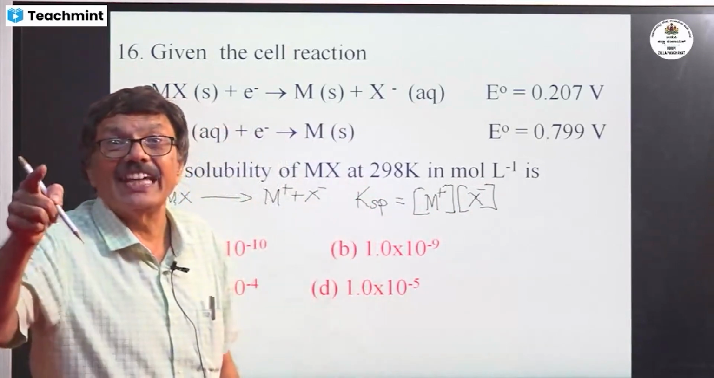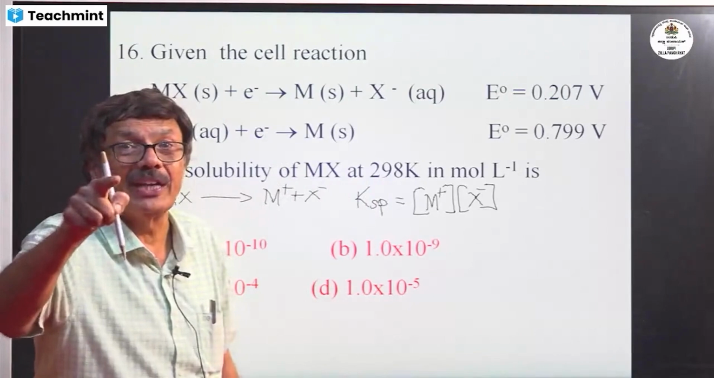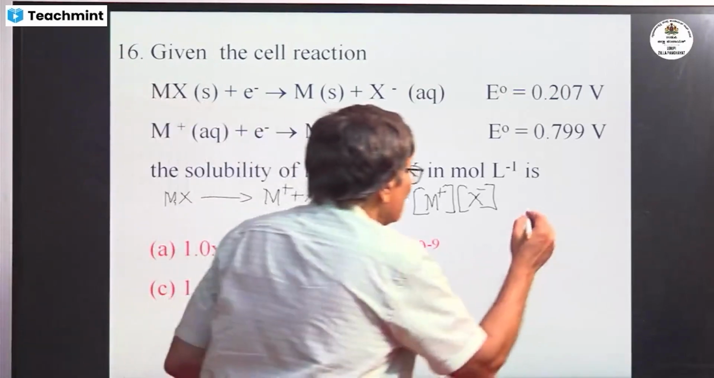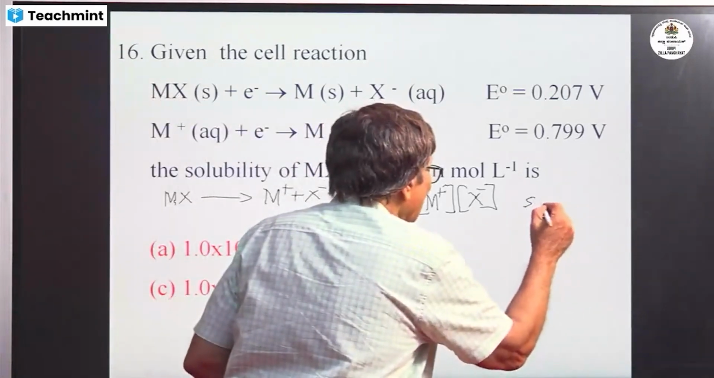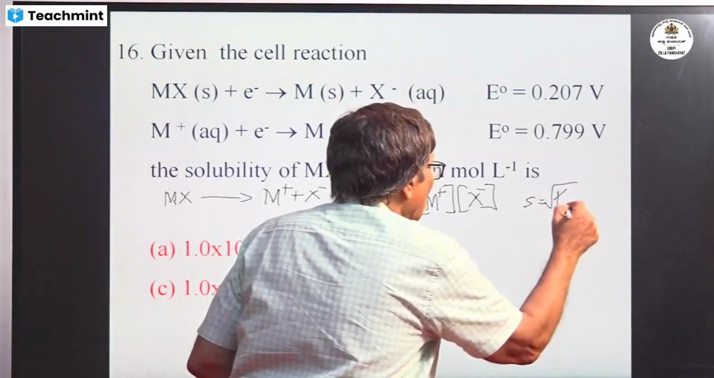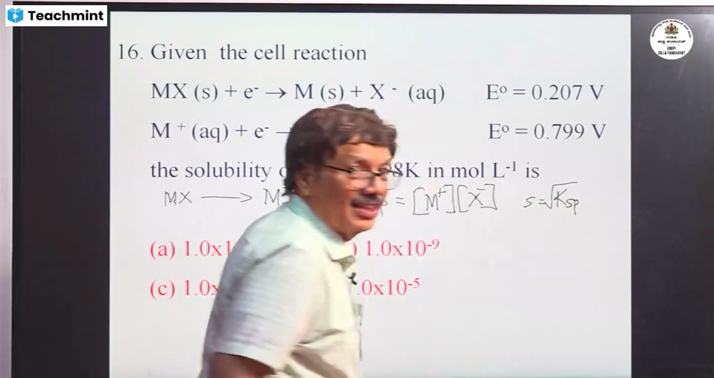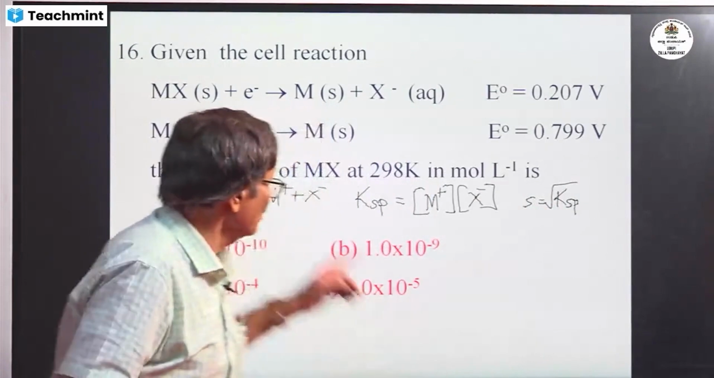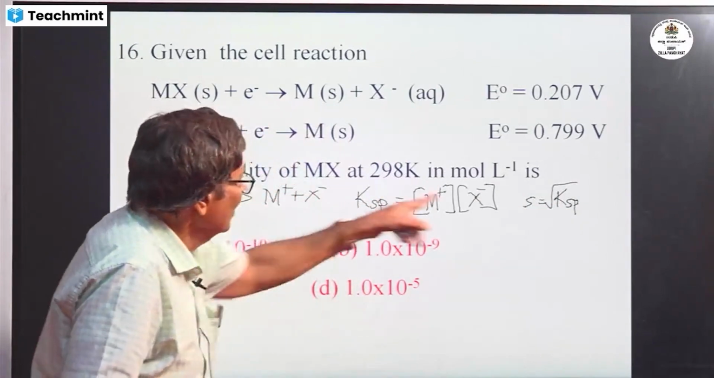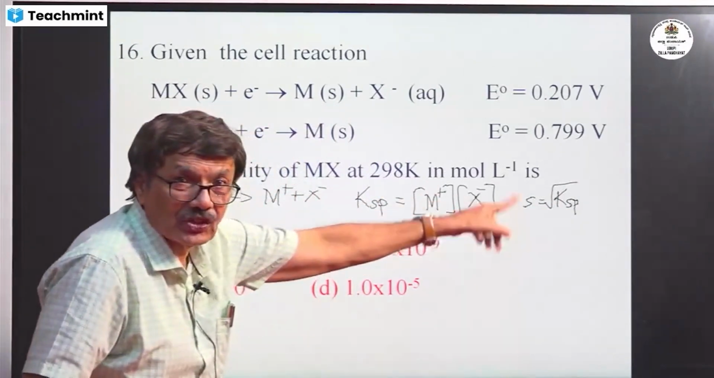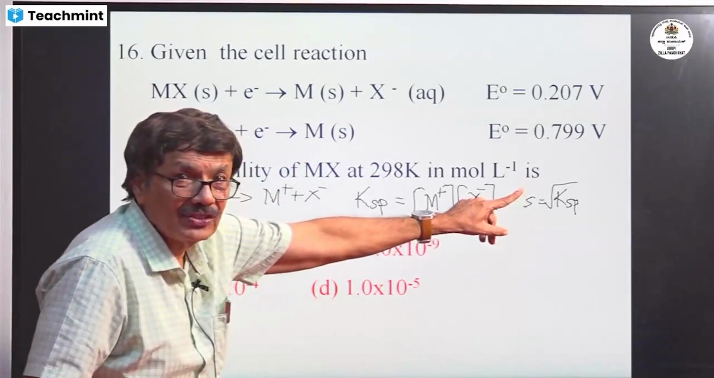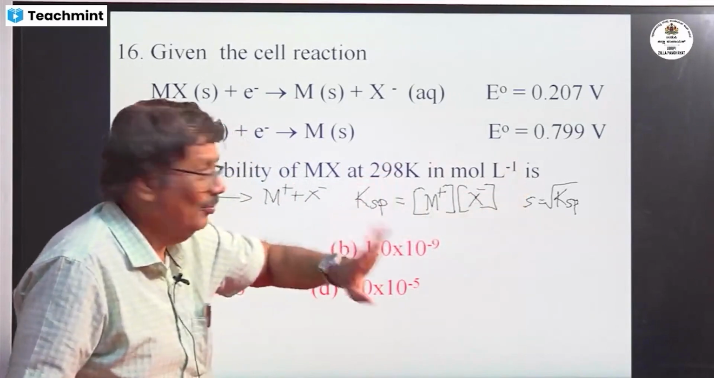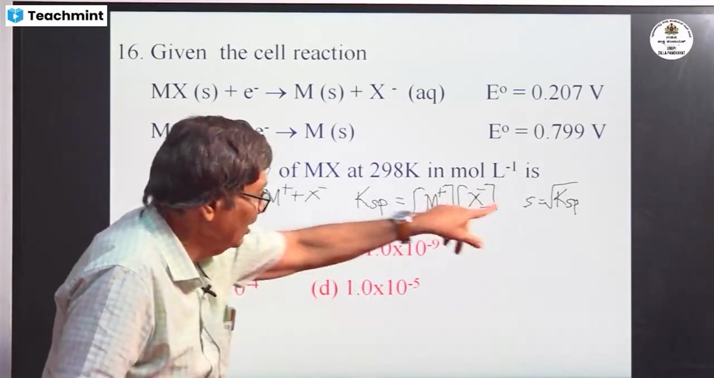MX is an AB type salt. For this, solubility is equal to the square root of Ksp, because what they have asked is the solubility. So solubility is the square root of the solubility product. We'll try to find out the solubility product, then we will go to that.